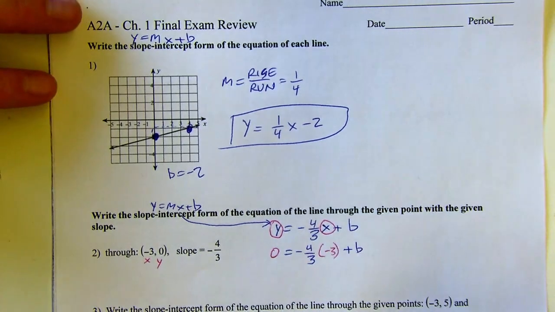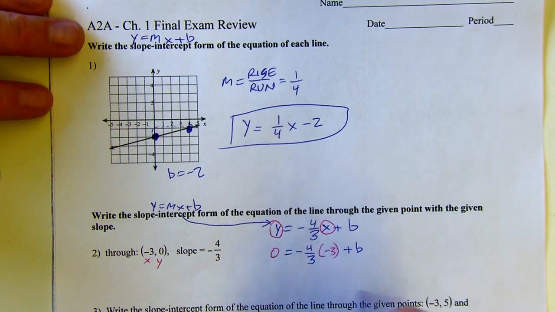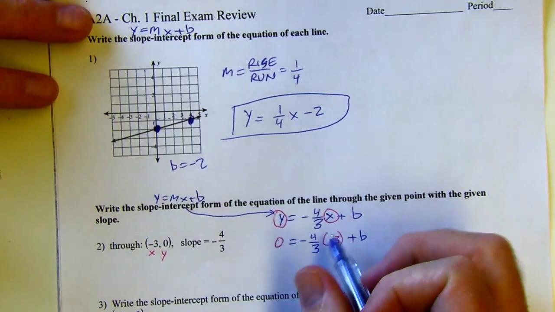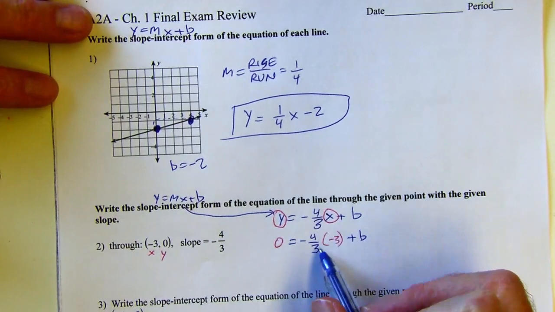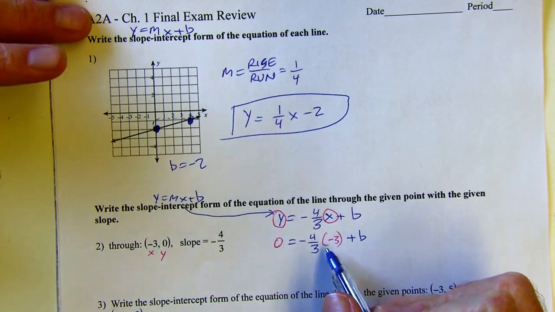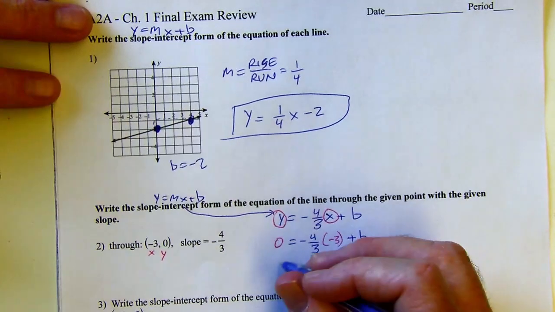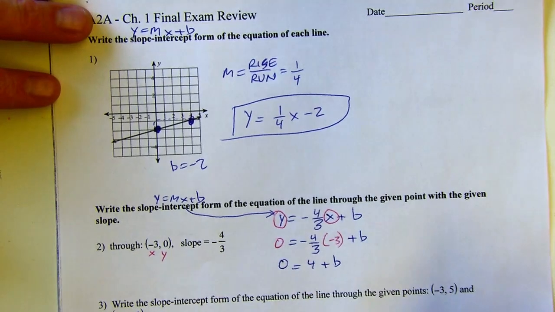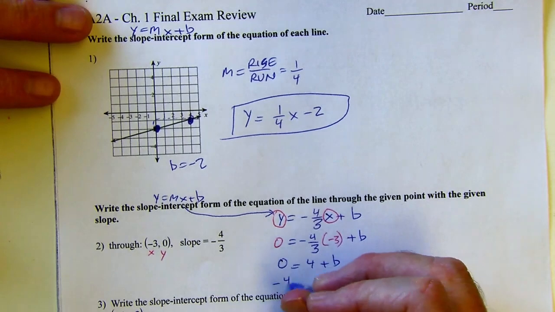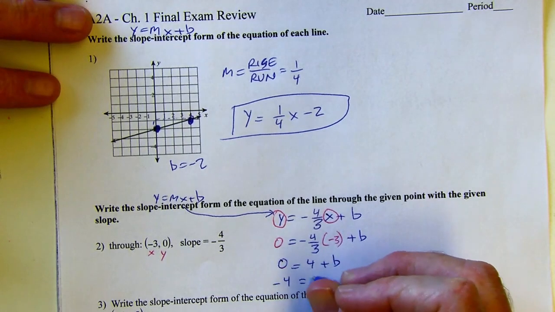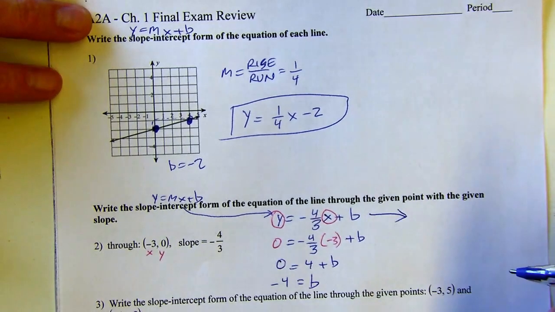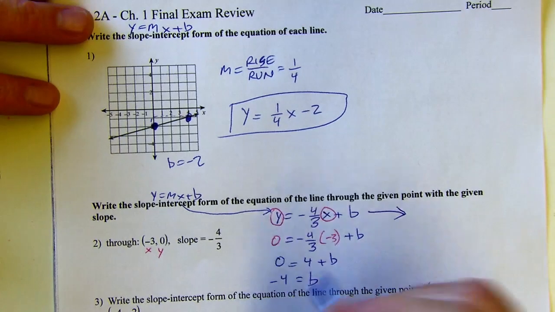Okay, and I should be able to solve this for b. So let's see, over here, a negative times a negative is going to be positive, and then the 3's will cancel each other out, or you could think of that as it's going to be 12 over 3, which would come out to 4. So 0 is going to equal 4 plus b, and then I just subtract 4 from both sides, and there's b. Remember, I already knew it was going to be y equals -4/3 x plus or minus something. Now I know what that something is.